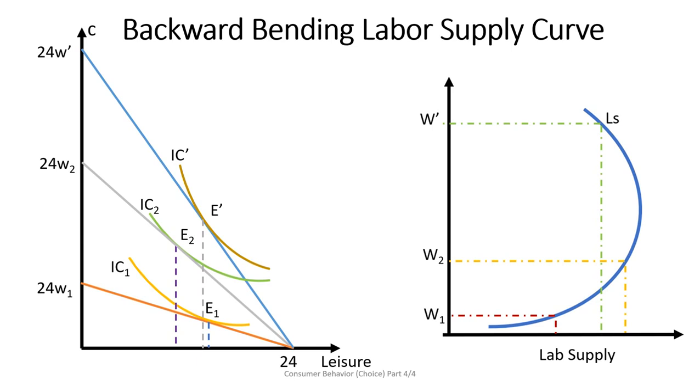Connecting these points, we have a backward bending labor supply curve, which shows that with an increase in real wage rate, the labor supply initially increases. But if real wage rate goes too high, then instead of an increase, there is a decrease in labor supply.